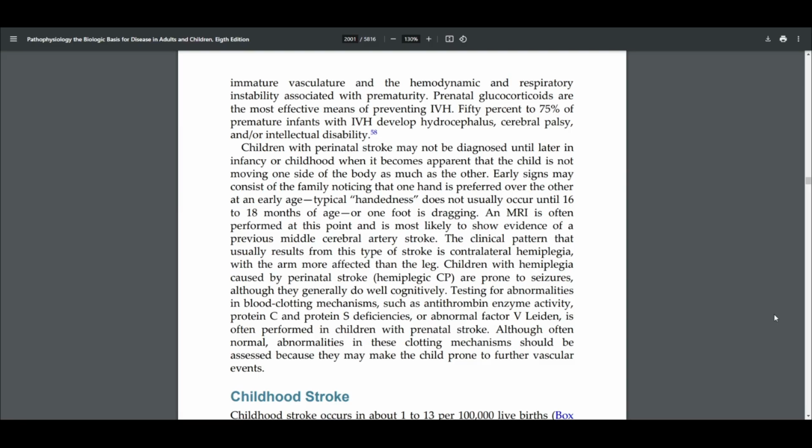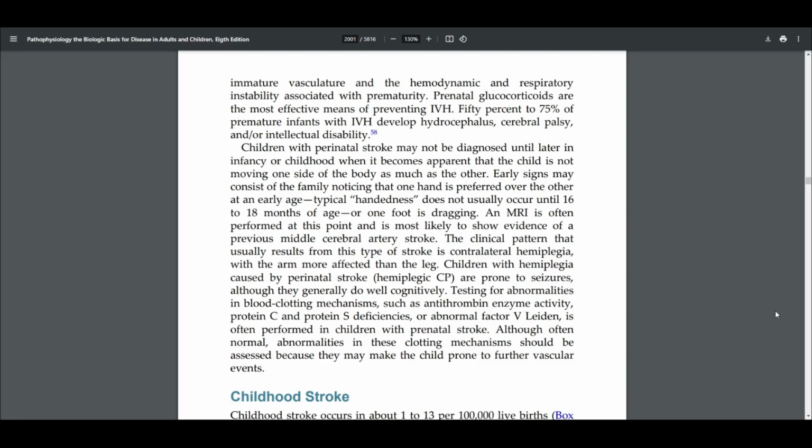An MRI is often performed at this point and is most likely to show evidence of a previous middle cerebral artery stroke. The clinical pattern that usually results from this type of stroke is contralateral hemiplegia, with the arm more affected than the leg. Children with hemiplegia caused by perinatal strokes are prone to seizures, although they generally do well cognitively.